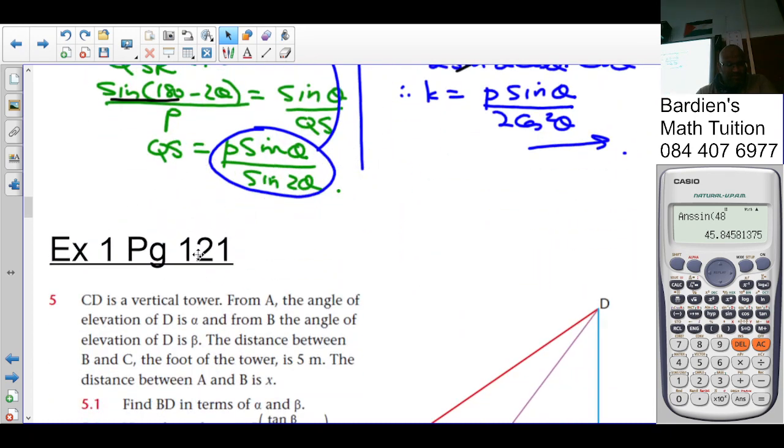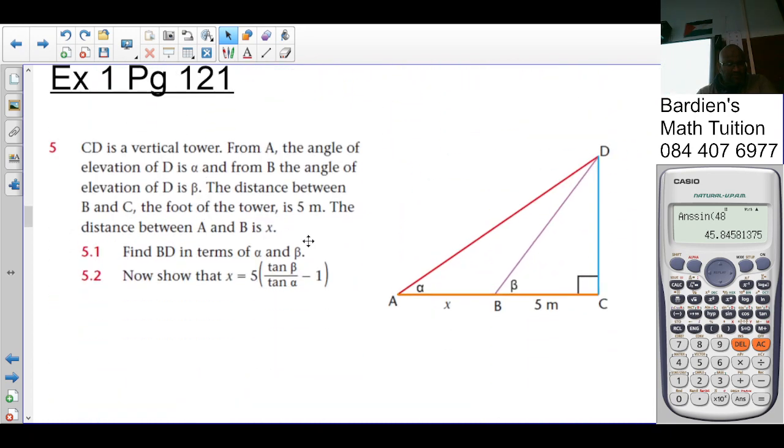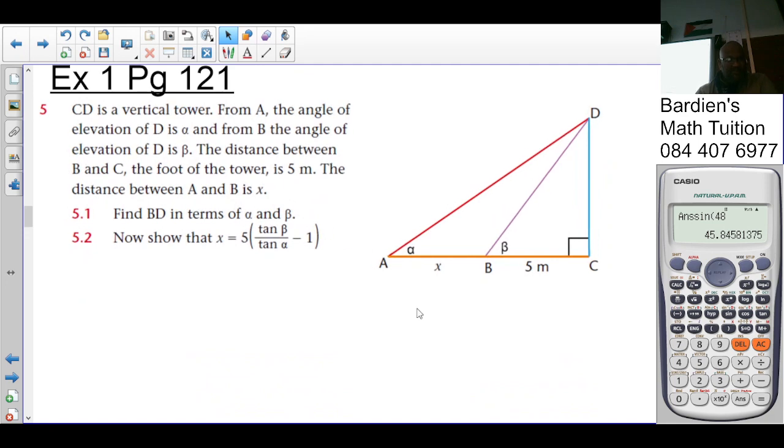Let's go to number 5. In number 5, we are told that CD is a vertical tower. Vertical means it stands up straight, at 90 degrees to the horizontal. From A, the angle of elevation of D is alpha. And from B, the angle of elevation to D is beta.